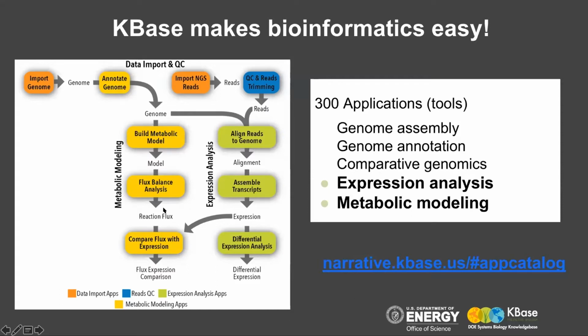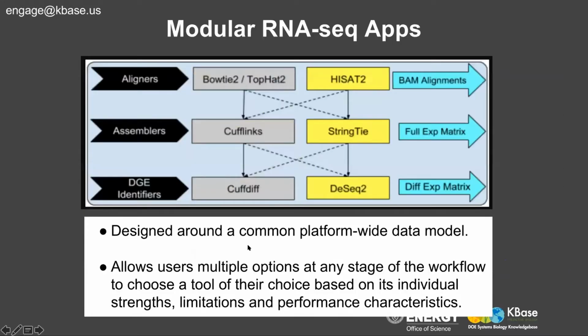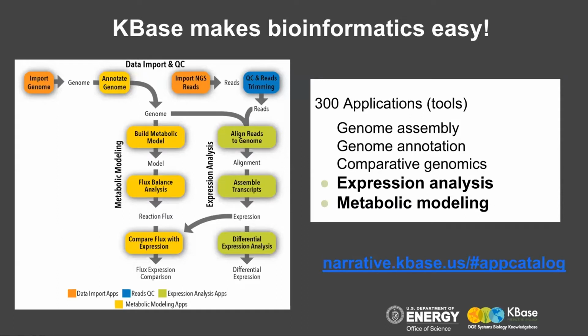As shown in this figure, KBase offers a powerful suite of expression analysis tools, starting with short reads in genome. You can see here, you can use the application to align, assemble, and identify differential expression of genes. And then you can also compare the expression data with the flux when studying metabolic models in KBase. And you can identify pathways where expression and flux agree or conflict. So this can be integrated with metabolic models. In KBase, there are over 300 tools.